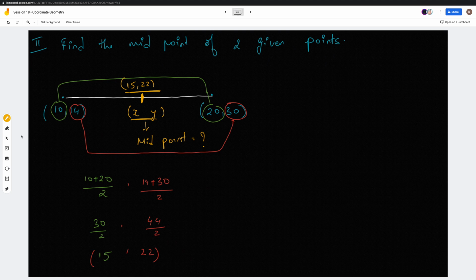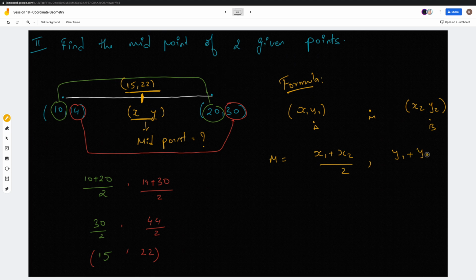So from this particular thing, I want to derive our own formula. So let us see the formula. The formula is very simple. You have 2 points x1, y1, and you have another point x2, y2. To find the center point M, the midpoint M, let's say this is A, this is B. You find the midpoint M. M is nothing but x1 plus x2 divided by 2, comma, y1 plus y2 divided by 2. Note this down as well. Right? Very simple formula.